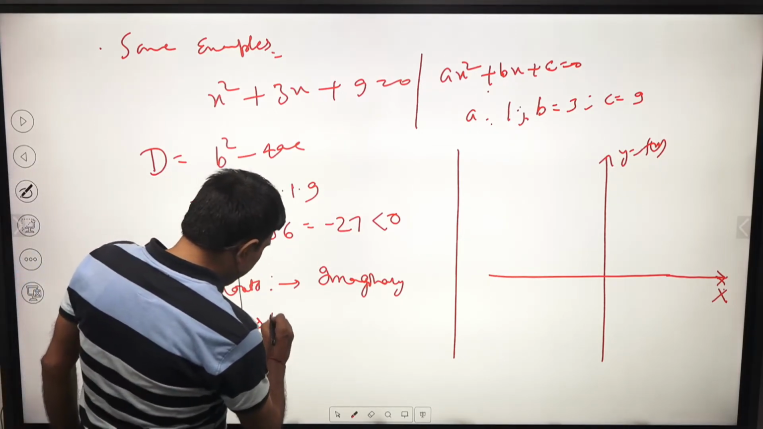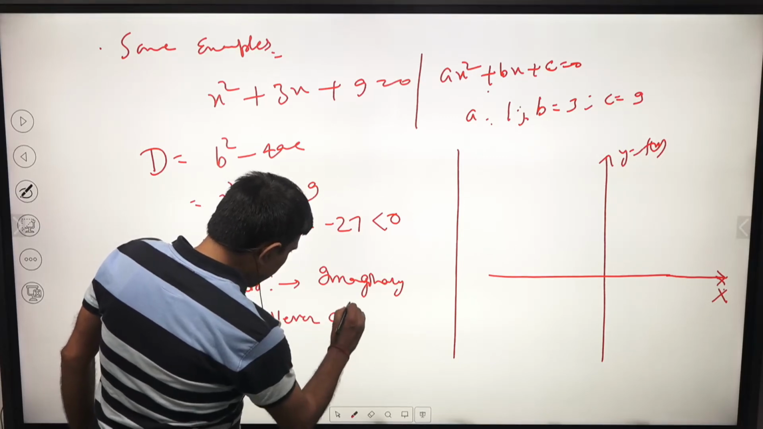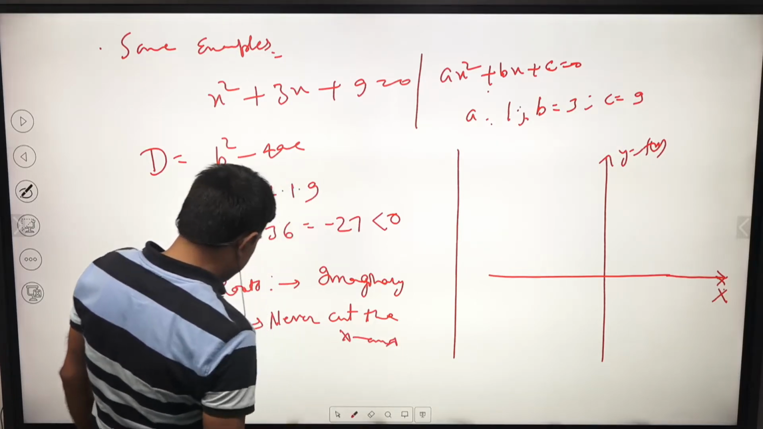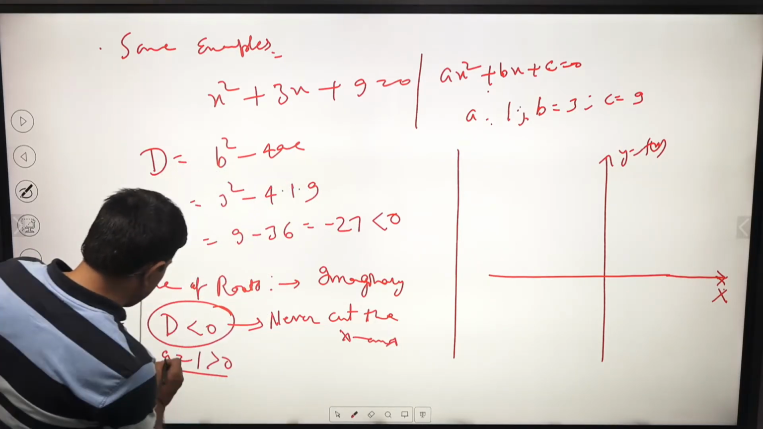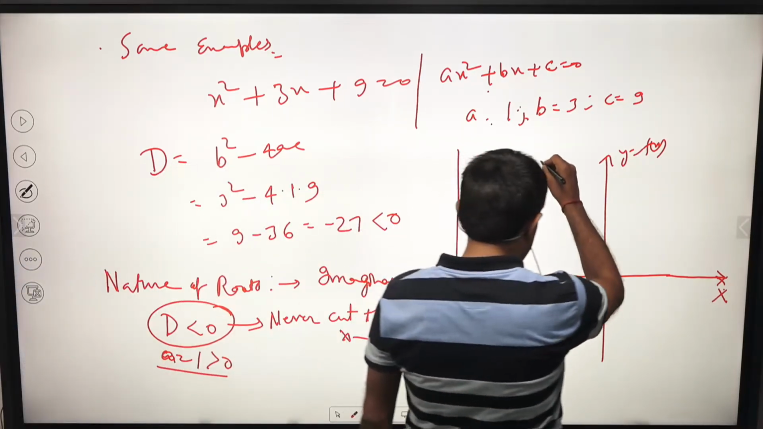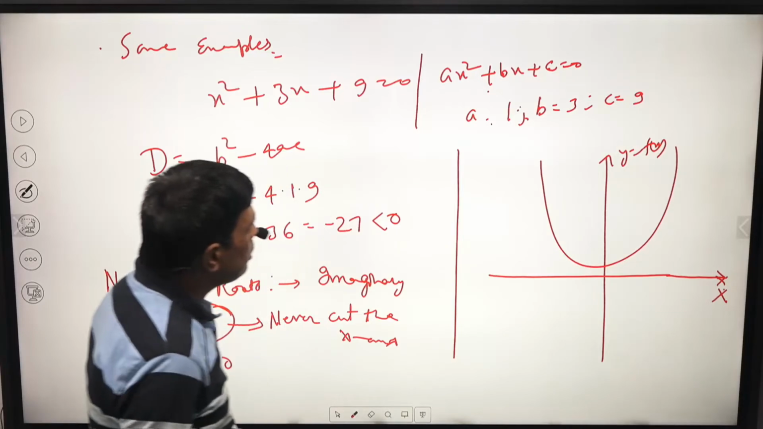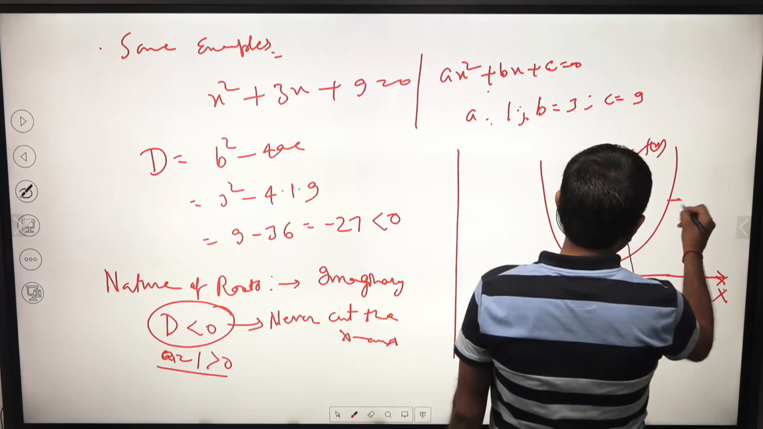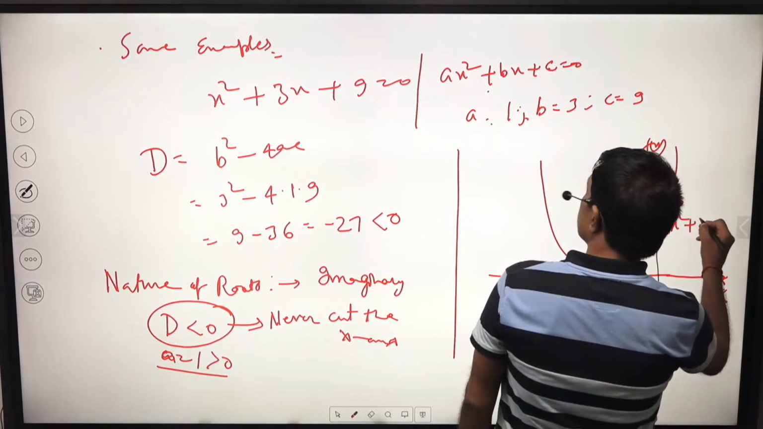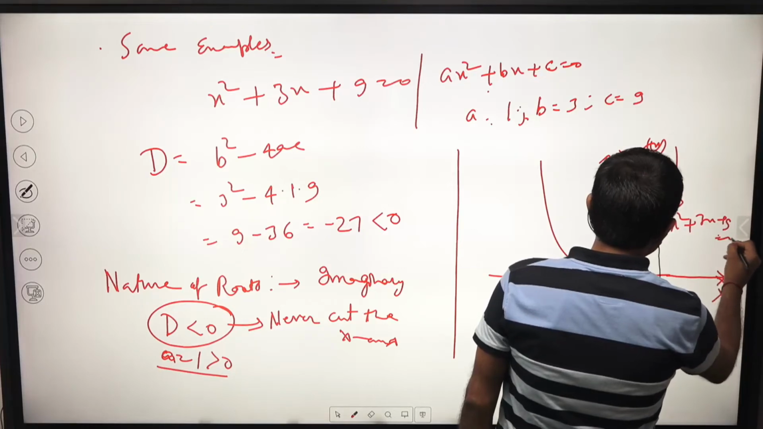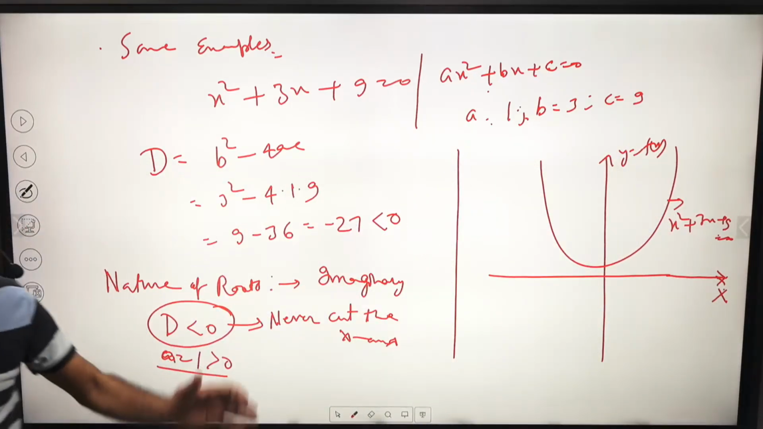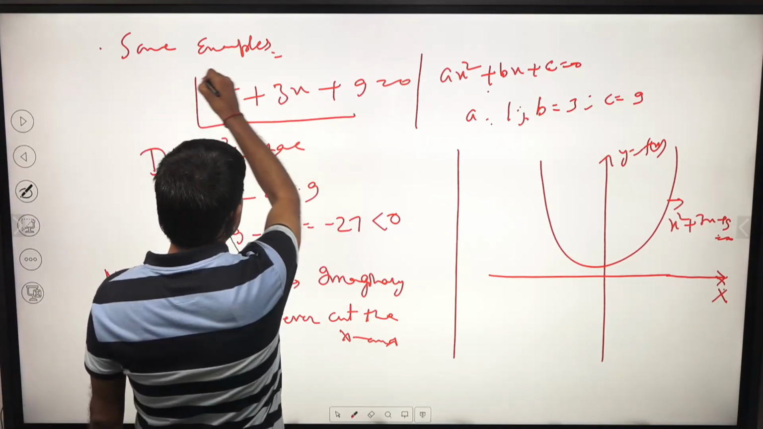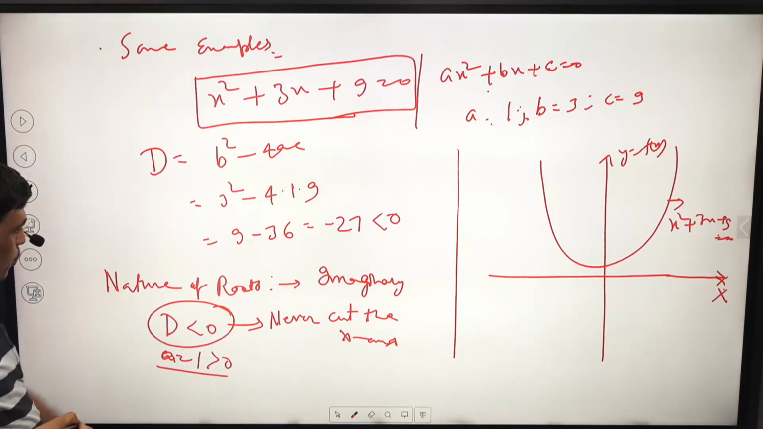This means it never cuts the x axis. Above the x axis, a greater than 0, that's upward. These are the upward. These are the character of x square plus 3x plus 9 equal to 0. Without finding the root, we can give some general concept about these equations. Now I'm not finding the roots.